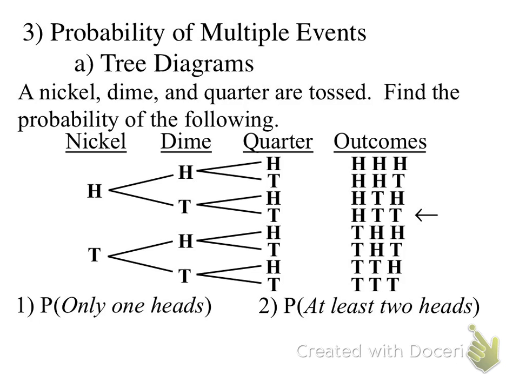I've got this one. And I have one more. So that is 3 out of 8 possible outcomes. So 3 favorable outcomes out of 8 total outcomes, or the list of all possibilities.